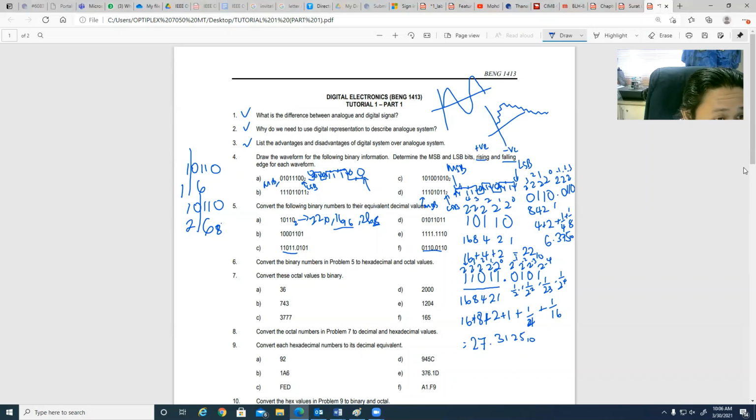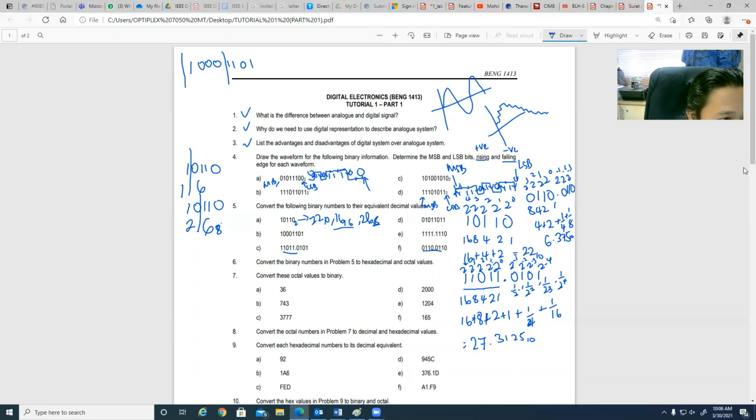Okay, so maybe we try this one now for B. I will show another example: 1, 0, 0, 0, 1, 1, 0, 1. For hexa, you have to divide by 4 from the least significant bit. 1, 2, 3, 4 here. Okay, 1, 2, 3, 4. So this one.